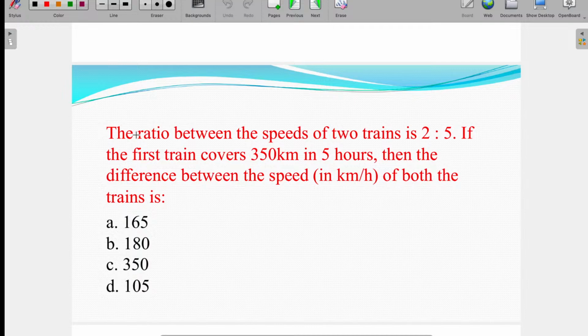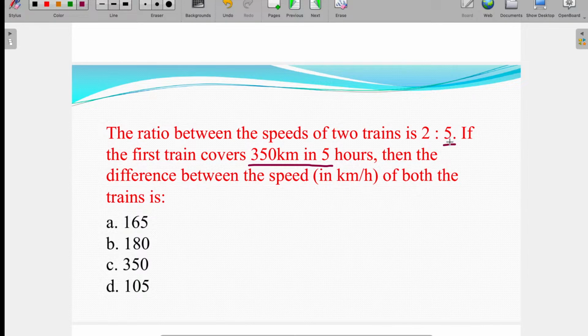The ratio between the speeds of the two trains is 2:5. The first train covered 350 km in 5 hours. Can I find out the speed of that train? Okay, what is that train's speed? 70 km per hour. Can I write it for the 2 trains? First train, 2 parts is equal to 70. Then 1 part is equal to 35. Then 5 parts I can find out. 5 parts is equal to 35 into 5.